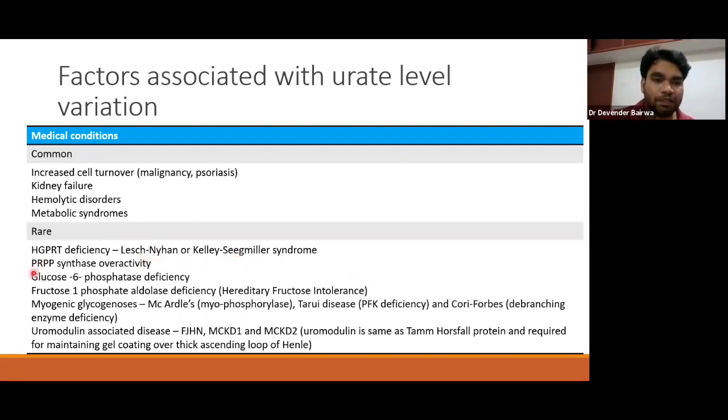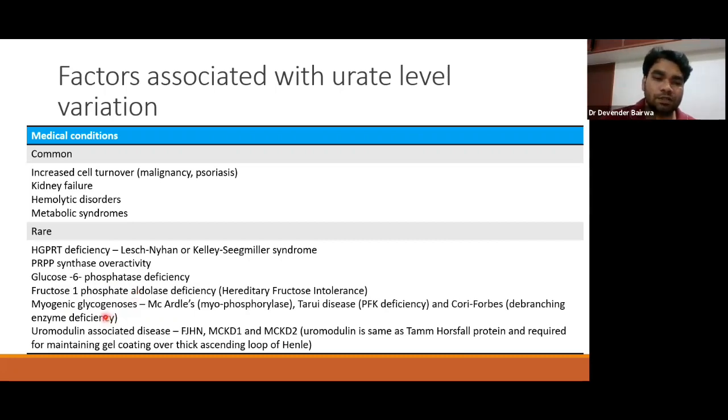Then we have PRPP synthase overactivity. This is the first enzyme of the pathway, and because of overactivity there is more PRPP. It leads to more raw material for the pathway, and that is how more uric acid forms in the end. Then glucose 6 phosphatase deficiency and fructose 1 phosphate aldolase deficiency, known as hereditary fructose intolerance. These two lead to more ATP depletion in the cell, ultimately leading to more uric acid.